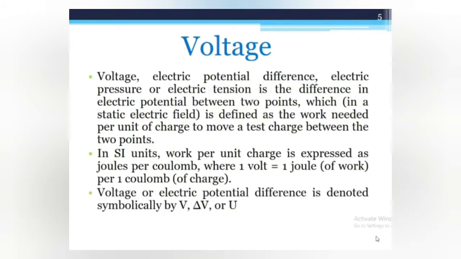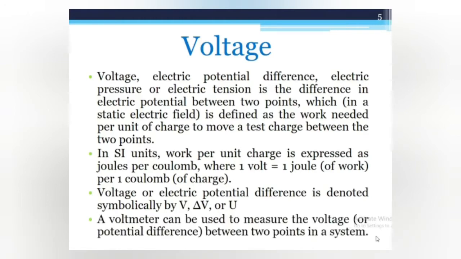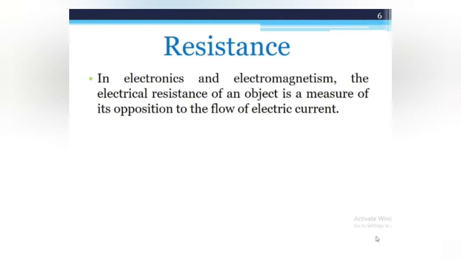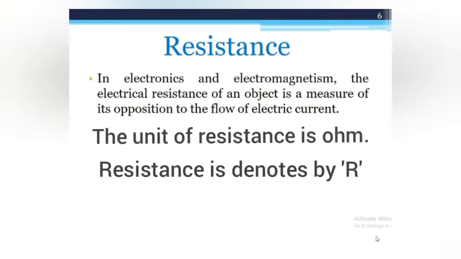The voltage is denoted by V, delta V, and sometimes it is also denoted by U. And a voltmeter can be used to measure the voltage between 2 points in a system. Resistance. In electronics and electromagnetism, the electrical resistance of an object is a measure of its opposition to the flow of electric current. The unit of resistance is ohm. It is denoted by R.